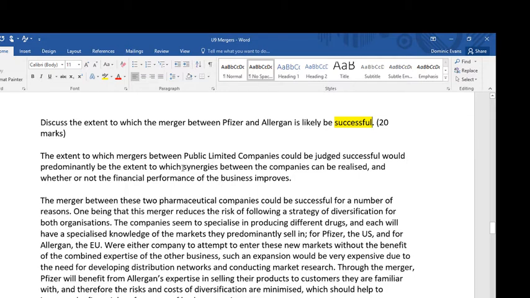Now, successful is such a wide word. I could judge it on human resource success, whether it increases labour productivity, whether it increases motivation. I could look at marketing success, will it improve brand image, and so on. All of those things I could talk about, but I've decided to focus on synergies and financial performance. And so I'm making that very clear to the examiner here in my opening paragraph. When I talk about success in the context of this essay, it's going to be about synergies and financial performance.